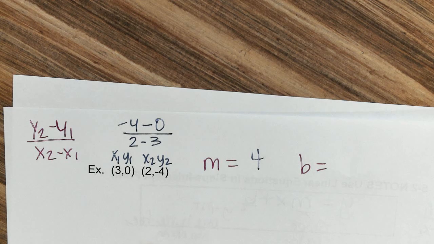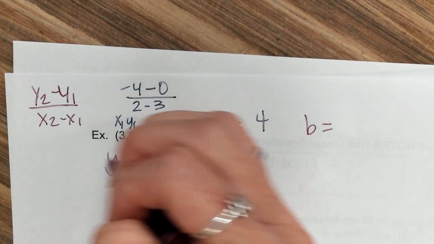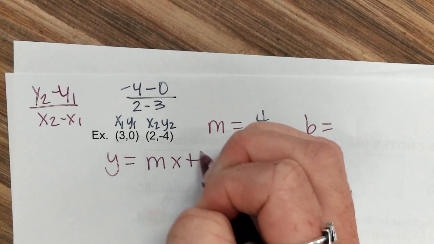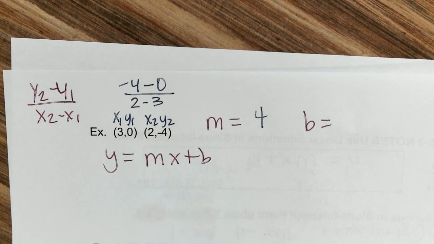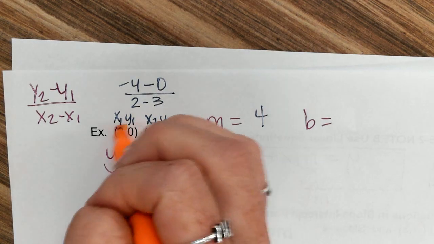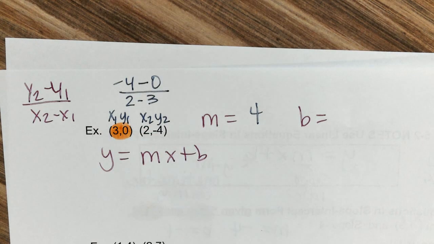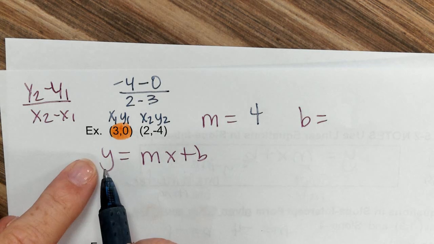Okay, now we write y equals mx plus b. And we get to pick one of these coordinates to use. What do y'all want? 3 and 0 would be easier. Would you get the same answer if you use the other one? Yes. Are we good so far? Okay.